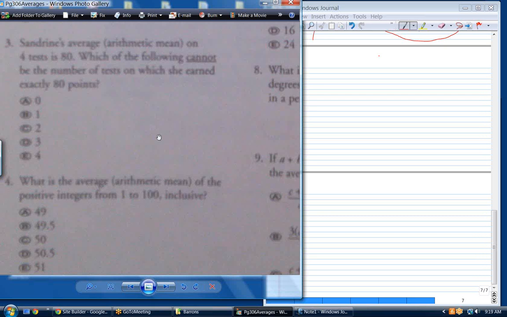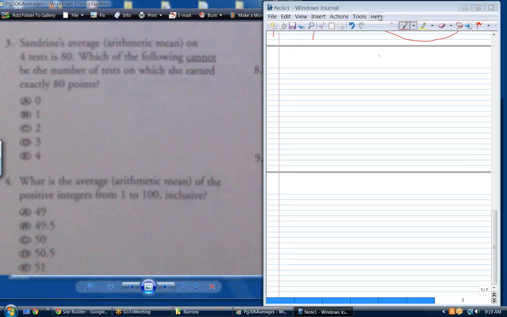I'm not even sure where to start. Well, this one, believe it or not, is not a total problem. It's one of the few arithmetic means where totals is not the avenue you go about doing it. It's a back-solving problem. In other words, can you give me 4 numbers that average 80 where none of them are 80?